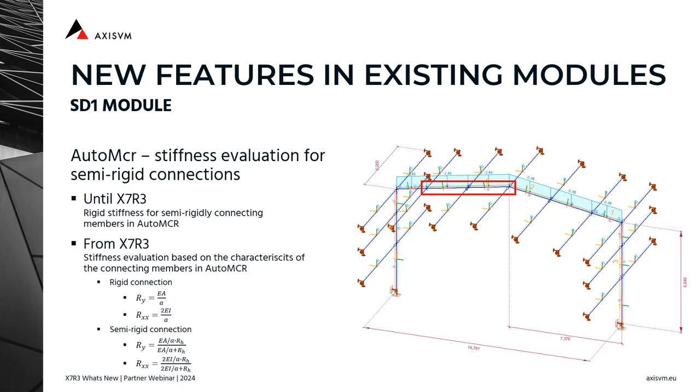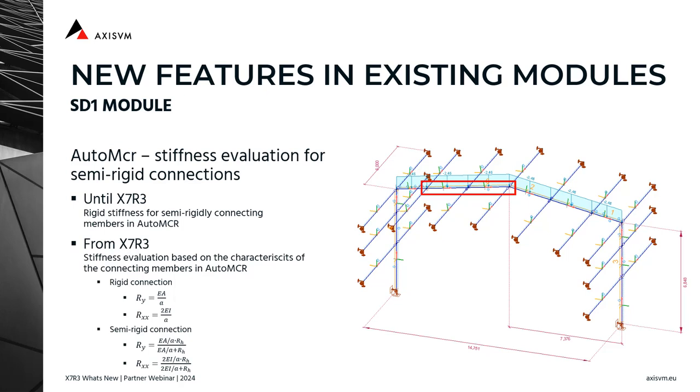X7 R3 expands SD1, the module responsible for the design of steel members, with two new features. First one is connected to the AutoMCR module. In previous iterations of AXISVM, semi-rigidly connected elements to the beam under design got a support stiffness as they were rigidly connected elements. Now these connecting stiffnesses are evaluated more precisely.